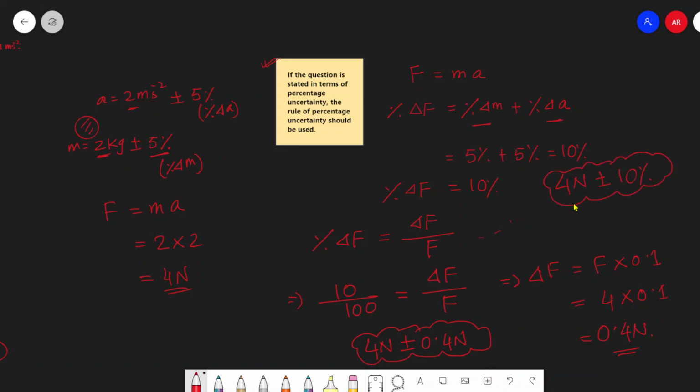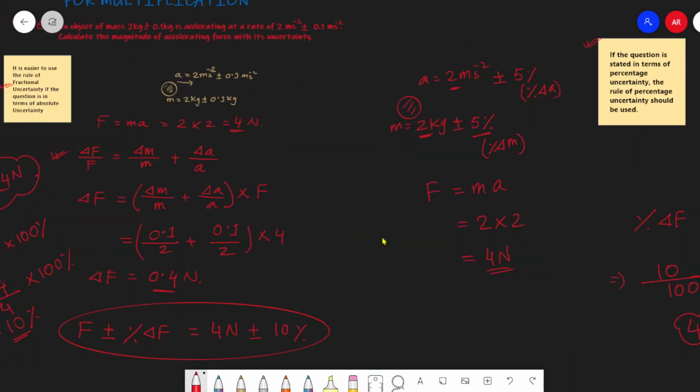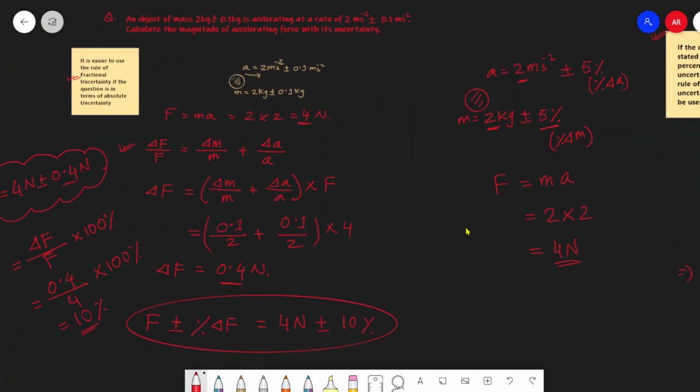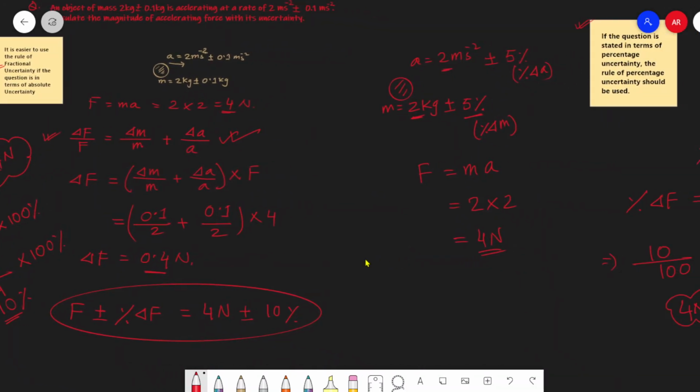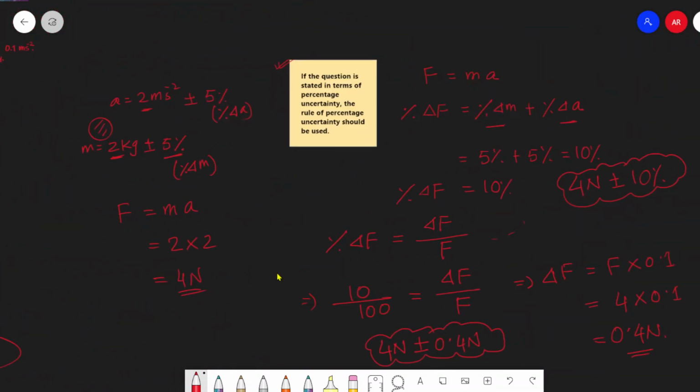So when the question is in terms of the absolute uncertainty, we make use of the fractional uncertainty formula right here. And when the question is in terms of the percentage uncertainty, we make use of this formula, that the percentage uncertainty of force is directly the percentage uncertainty of mass plus the percentage uncertainty of acceleration.